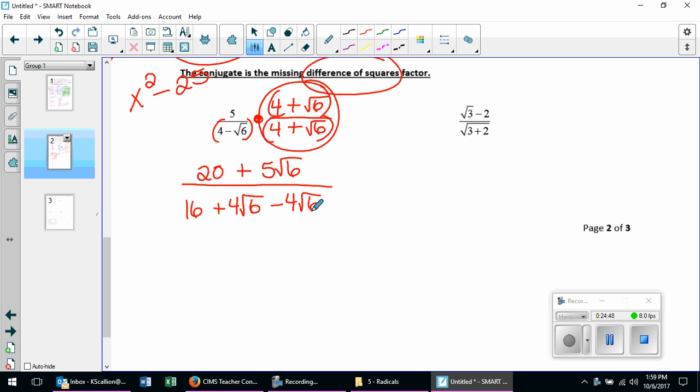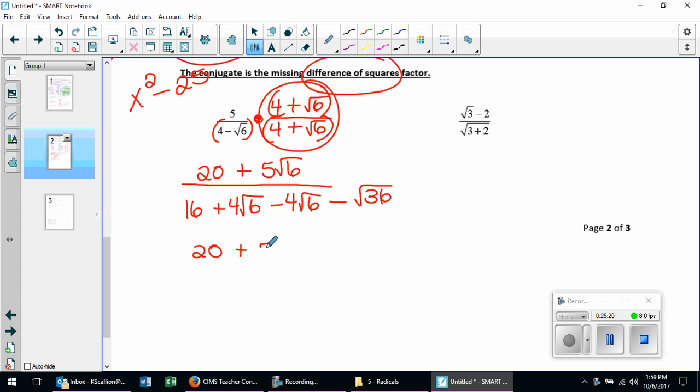Negative root 6 times a positive root 6. What kind of 6? A negative times a positive is going to be a negative. I'm going to write it as root 36 just so we can see the process. Can I simplify root 6? We've already talked about this. Can I simplify root 6? No, I can't. So my numerator stays the same.